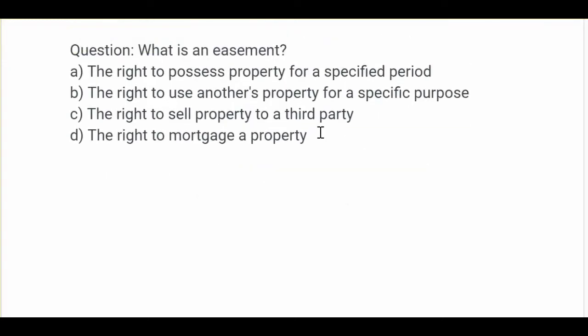What is an easement? A. The right to possess property for a specified period. B. The right to use another's property for a specific purpose. C. The right to sell property to a third party. D. The right to mortgage a property.